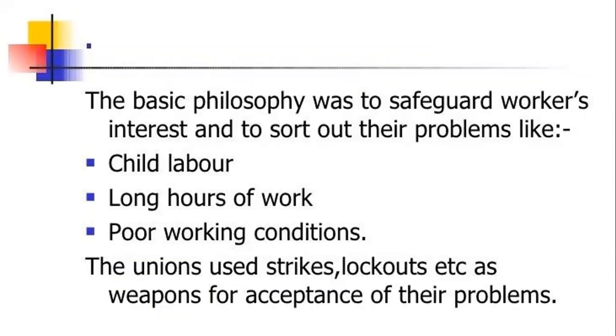Okay, so the unions usually used certain mechanisms or strategies to make sure that the management of the company accepted their requirements or requests. What were those? Number one, they had to go for strikes, lockouts, gheraos, and many more, in order to make sure that their rights were heard by the management, and that such rights were genuinely given to the employees and the workers.